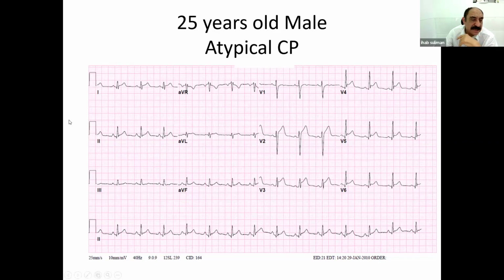So let us analyze the ECG. In pericarditis, sinus tachycardia is common. So we have ST elevation, concavity upwards here, and here, and here, and here, and here, and to some extent in lead 1 and in AVL. So this is diffuse ST segment elevation, which is out of proportion to the degree of chest pain.